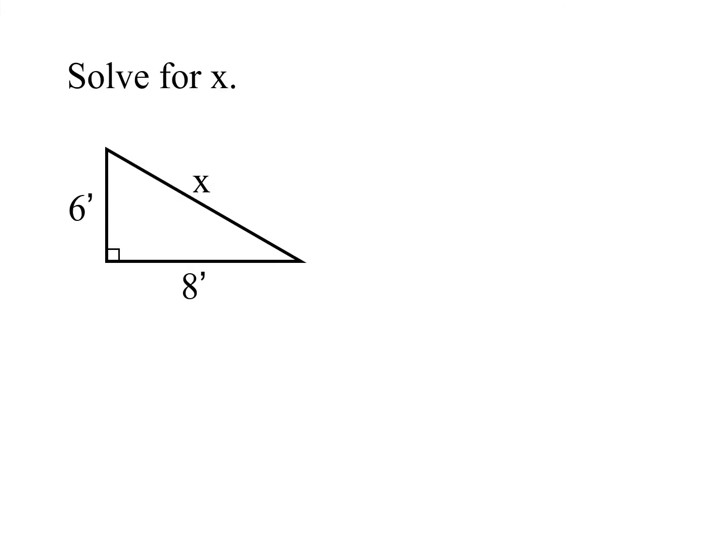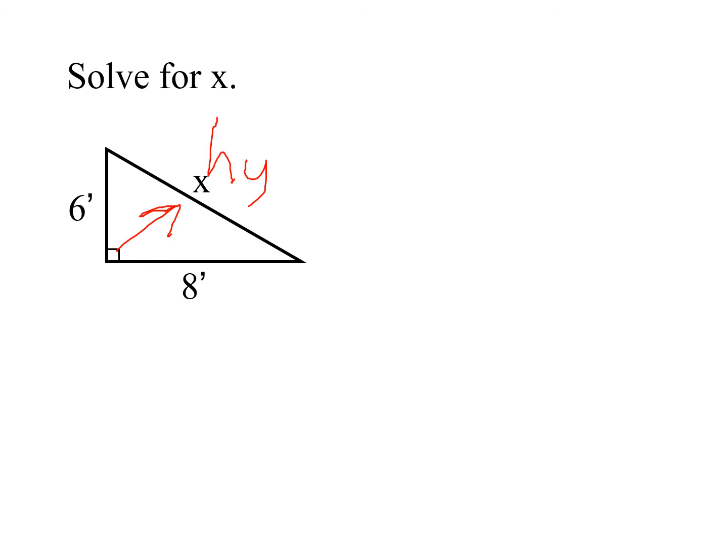Alright, so let's try one here. If we have 6, 8, and x, what should we do first? Label the hypotenuse. Where is it? X. Across from the right angle, that's your hypotenuse.